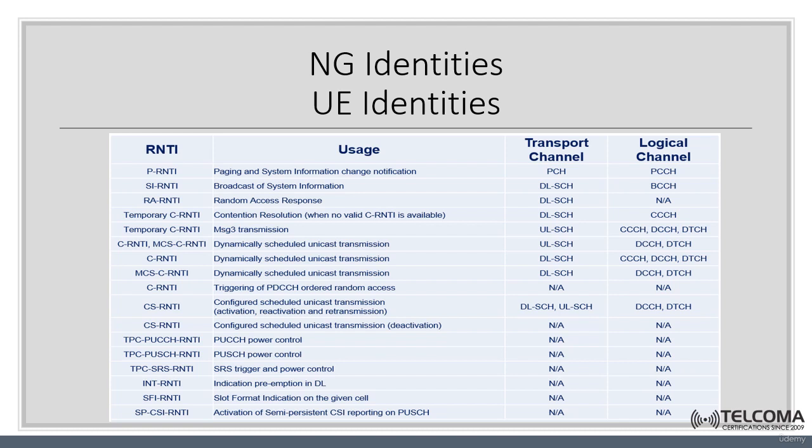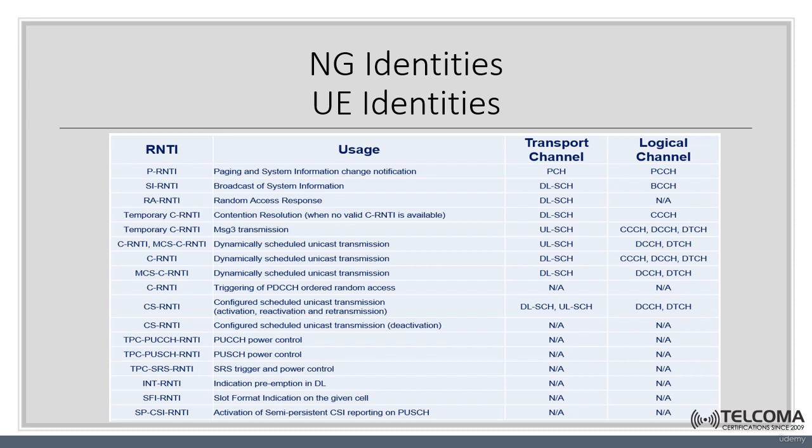And as per 3GPP specifications, there is a list of RNTIs defined for the new radio of 5G. Many of the RNTIs are already similar to LTE, but some new RNTIs have been introduced to support the new use cases defined for new radio of 5G. We will explain here some examples of those RNTIs and the use cases for them.